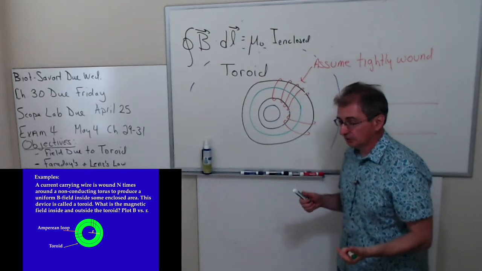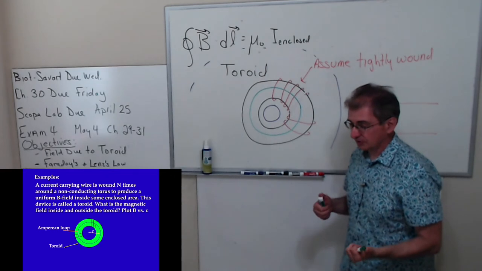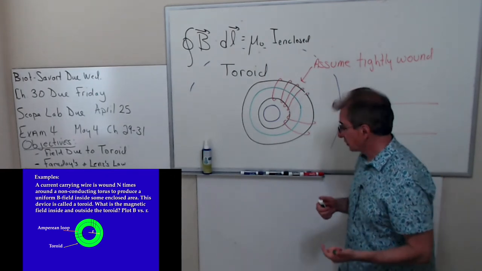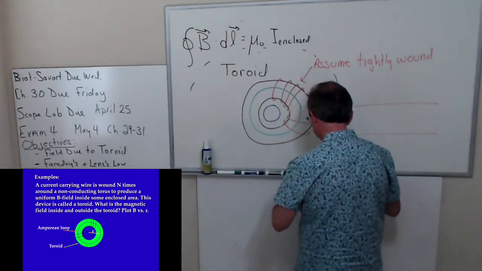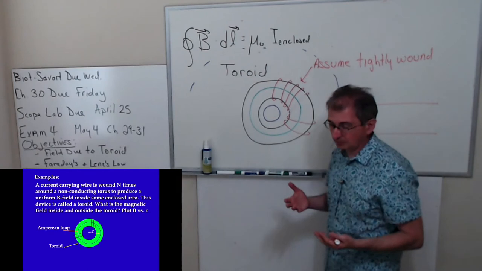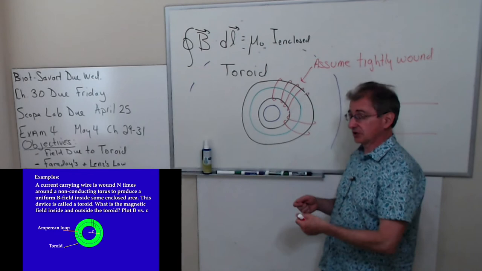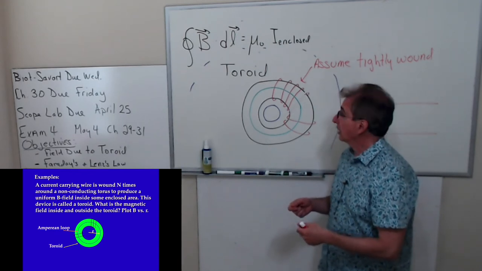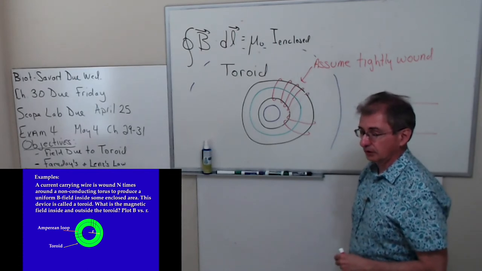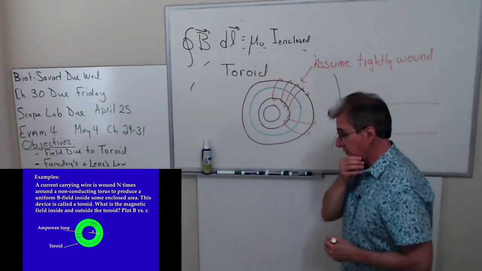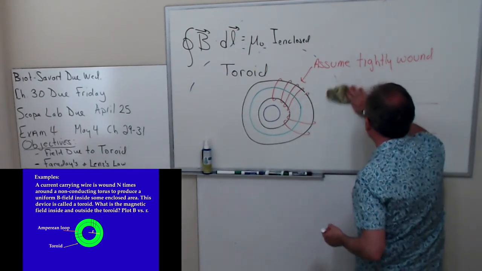And so guess what I'm going to choose for my Ampérian loop? What shape should I choose? Circle. I'm going to choose a circle. So I'm going to integrate around this circle and calculate the magnitude of this. Really what I would do is integrate in the same direction as the magnetic field. The direction of dl would be in the same direction. And if I'm wrong, I'll get a minus sign here somewhere. So let's do that.